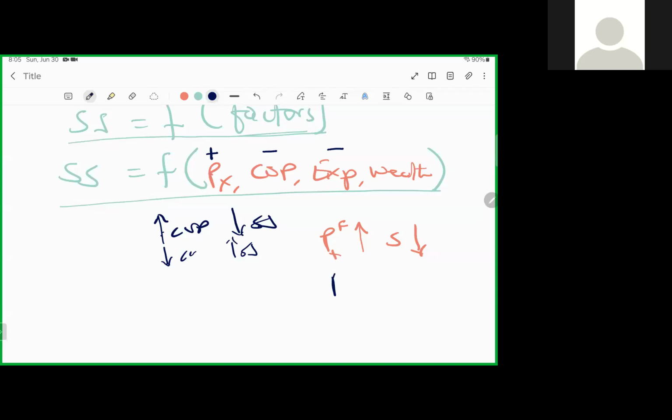To fall. If I expect future prices to fall, what will happen to the supply now? I will supply more, because the future price will be lower. So the current price will be higher than the future price. So I supply more. So you can see that negative relationship.